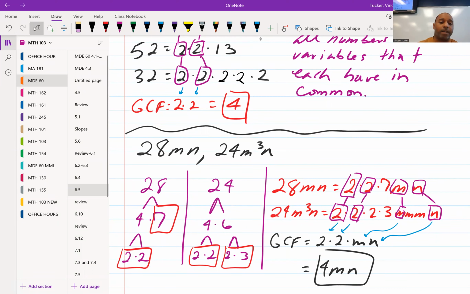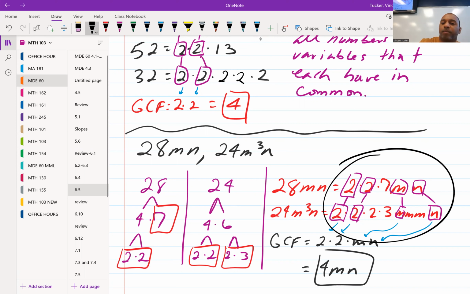28, I did 4 times 7. I cannot break down 7, but I'll break down 4 into 2 times 2. 24 is 4 times 6, then that's 2 times 2 and 2 times 3. So when I line them up over here, that's 2 times 2 times 7 times m times n. Don't forget your variables. And then for 24, m cubed n, that's 2 times 2 times 2 times 3. Then I have 3 m's and 1 n.